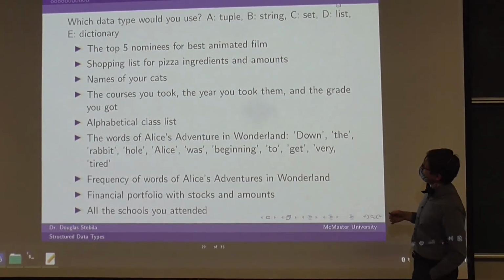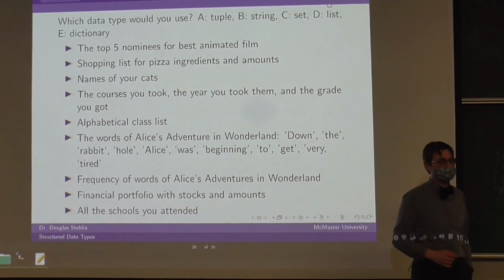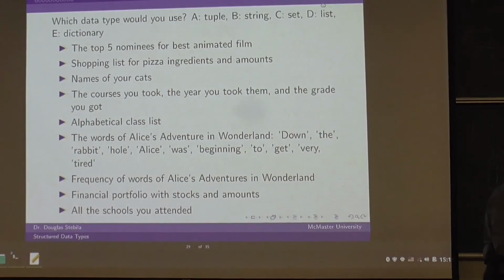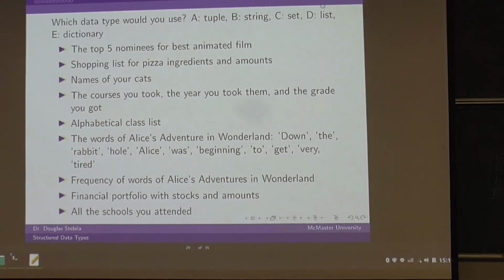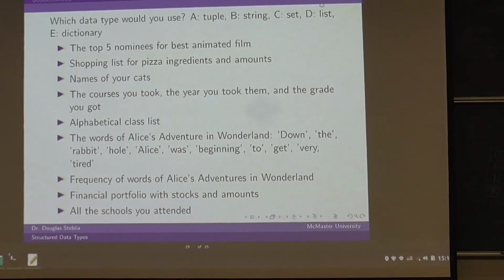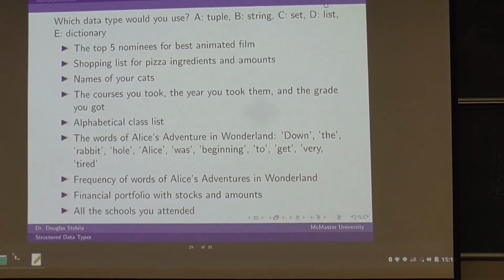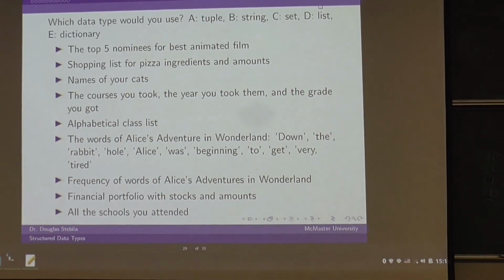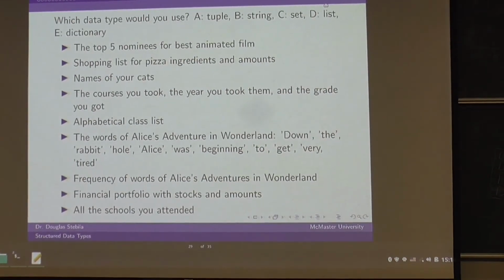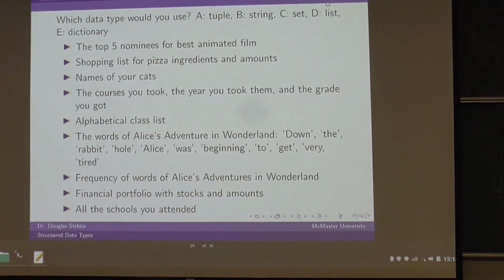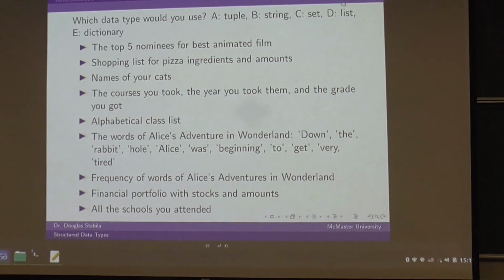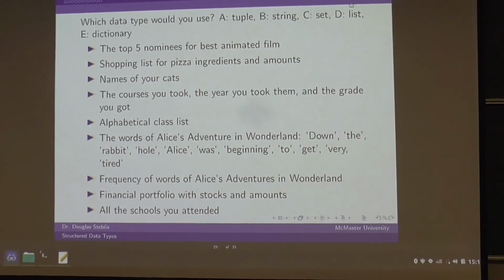The courses you took, the year you took them, and the grade you got. Yes? Dictionary? Yes. We're dealing with more than 2 pieces of data though, right? Yeah, like a nested data structure of some type. I would say a dictionary leading to a tuple, maybe? Sure.